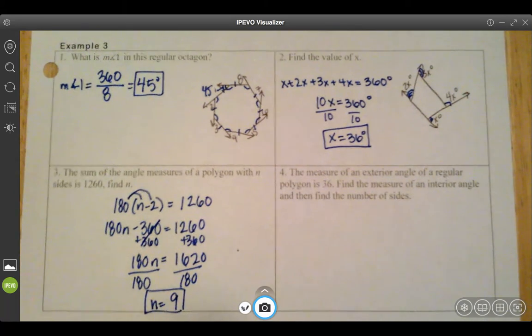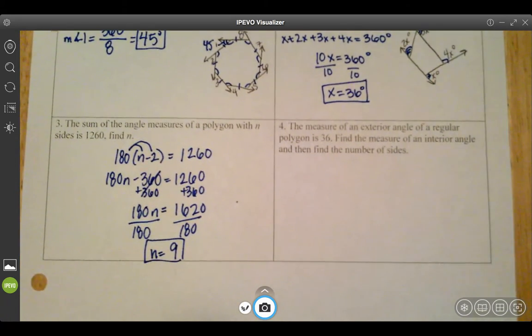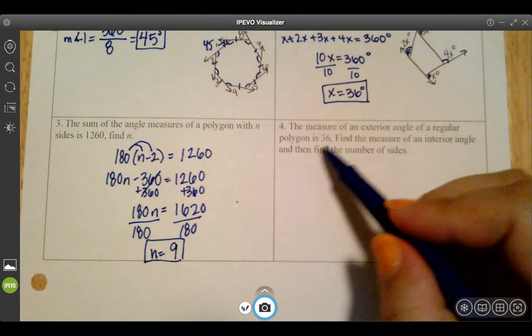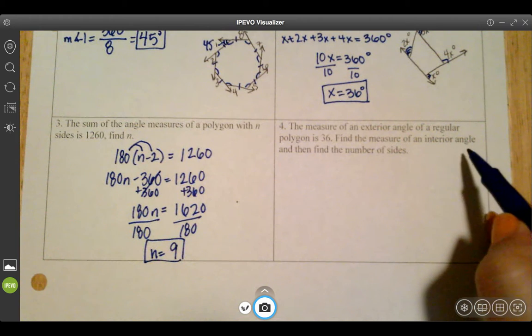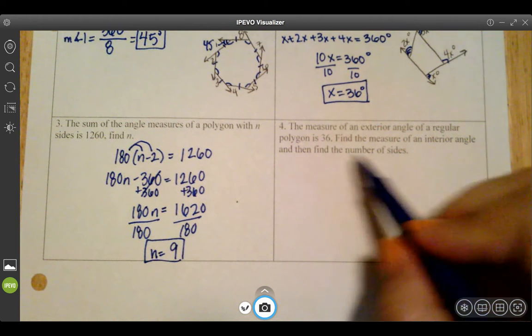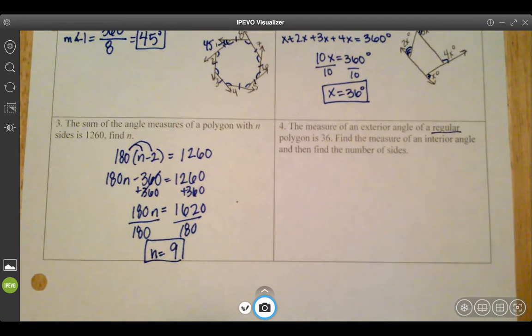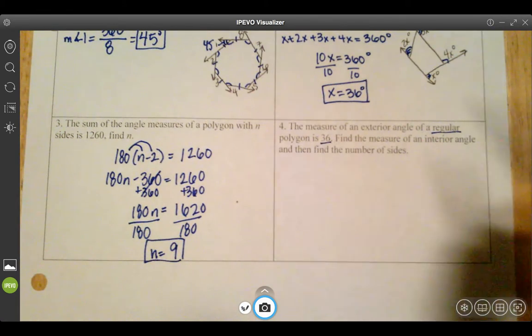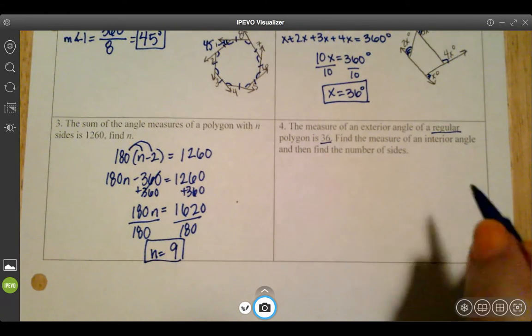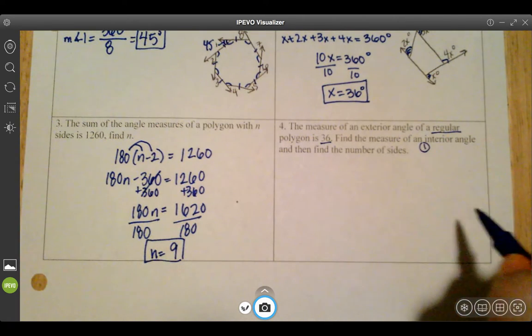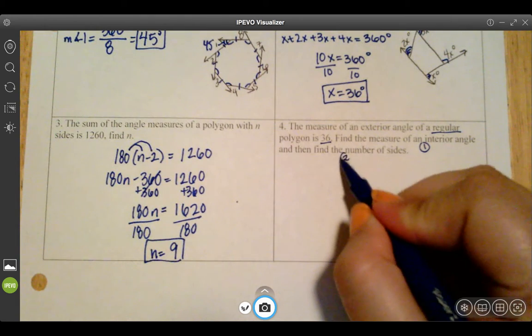And lastly, number 4 for this section, the measure of an exterior angle of a regular polygon is 36. Find the measure of an interior angle, then find the number of sides. So we know this is a regular polygon, and the exterior angle is 36. Find the measure of the interior angle, that's step 1, and then find the number of sides is step 2.